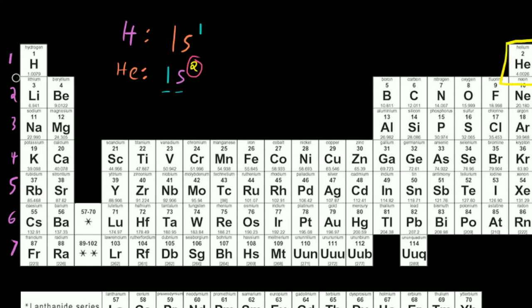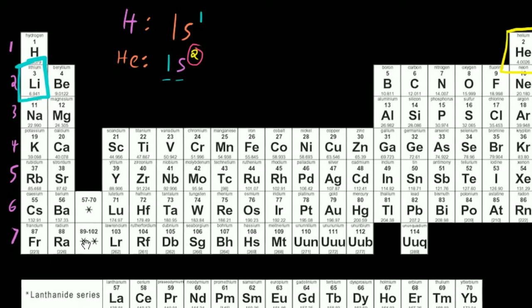Let's start talking about lithium. Its atomic number is 3. That means, for all of these electron configurations we're doing, at least for the beginning, they're all going to be neutral atoms, so they're going to have the same number of protons as electrons. So what do you think lithium's electron configuration would look like?